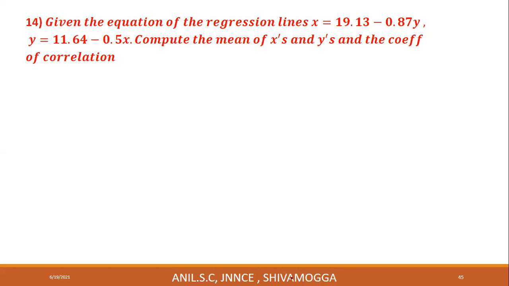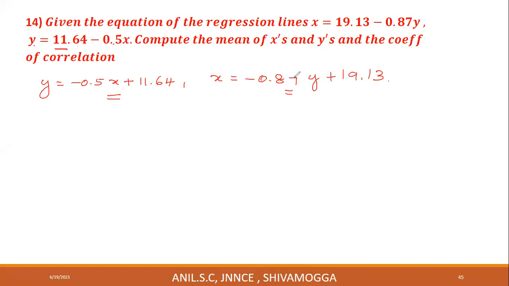The lines of regression are given. The first equation is y is equal to minus 0.5x plus 11.64. And the second equation is x is equal to minus 0.87y plus 19.13. These are the two given regression lines.